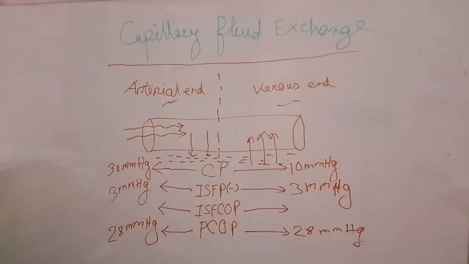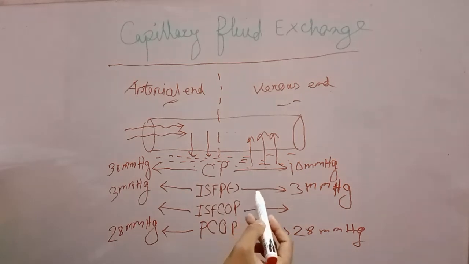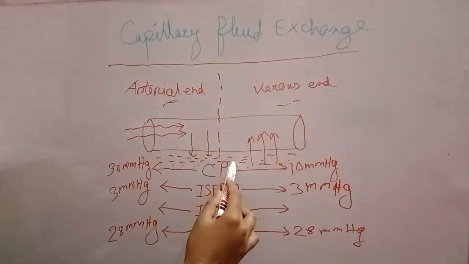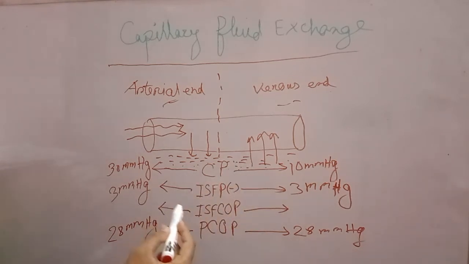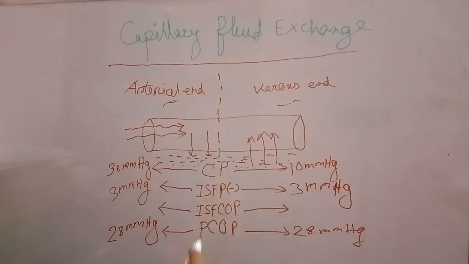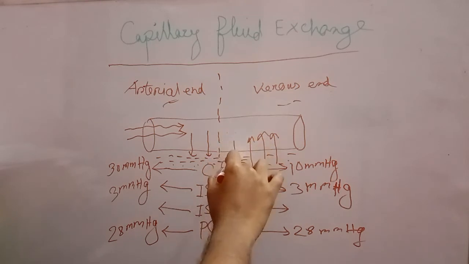And the other colloidal osmotic pressure is the interstitial fluid osmotic pressure. Why? Because the interstitial fluid also contains some protein, though the amount is less. The interstitial fluid protein also exerts colloidal pressure, which is trying to move the fluid outward.